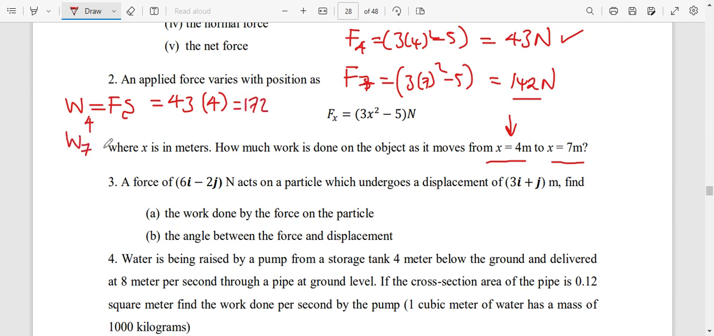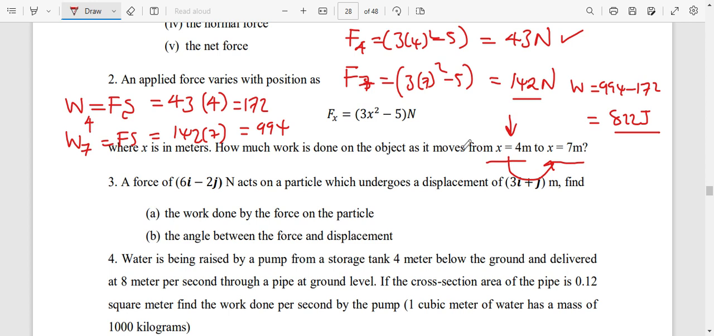And then the work at position 7 is force times distance. Now the force is 142 multiplied by the distance, which is 7. 142 times 7 is going to give us 994. Now you want the work done to move from this position to this position. So therefore work is going to be 994 minus 172, and that is 822 joules. Is this fine? Yes. Okay.